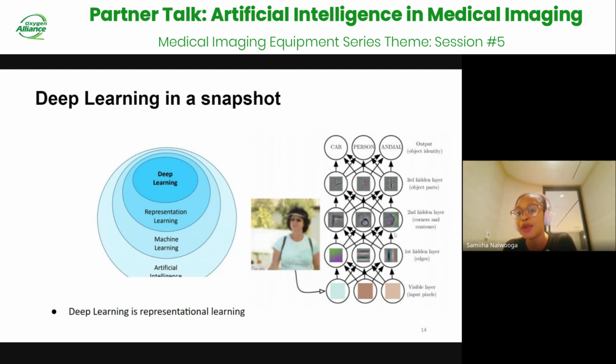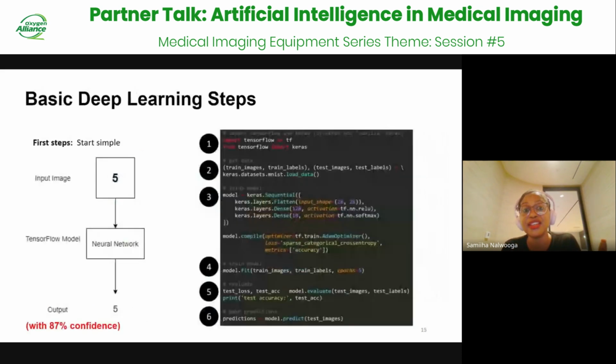Second hidden layer will learn the contours. Third hidden layer will learn the object parts. And then when it comes to the output layer, it will try to sum up everything that has been learned at every stage, and it will be able to constitute an image and be able to predict what actually is in that image.